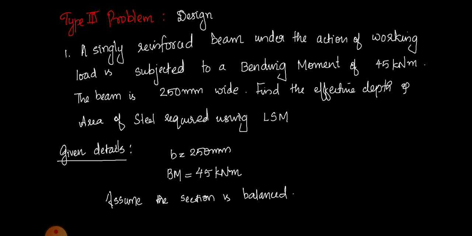And we have to use the limit state method, given the bending moment under the action of working load. The bending moment arising under working load is the working bending moment. It's not the ultimate bending moment. It is the working bending moment, and the value is 45 kN meter. Given the other details including width of beam as 250 mm. Okay, let's assume for the design purpose that the beam section is balanced. Okay, the section is assumed to be a balanced section.